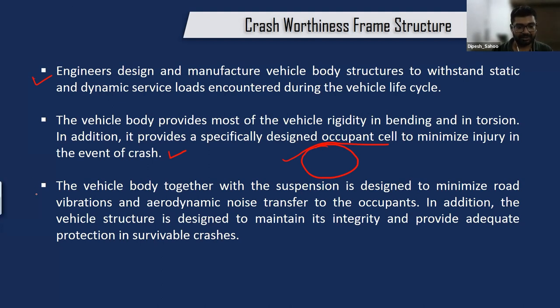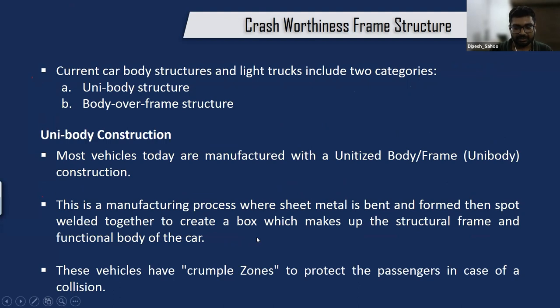The vehicle body together with the suspension is designed to minimize road vibration and aerodynamic noise transfer to the occupant. In addition, the vehicle structure is designed to maintain its integrity and provide adequate protection in surviving crash. So vehicle ka hum log ka kitna tarah ka manufacturing rehta hai? What are the various types of ways of manufacturing bodies? First is a unibody structure, then body over frame structure.